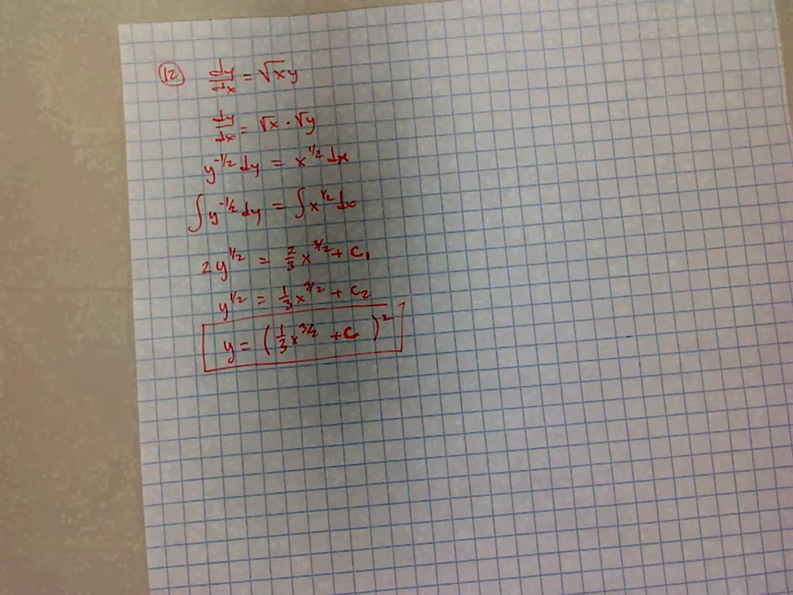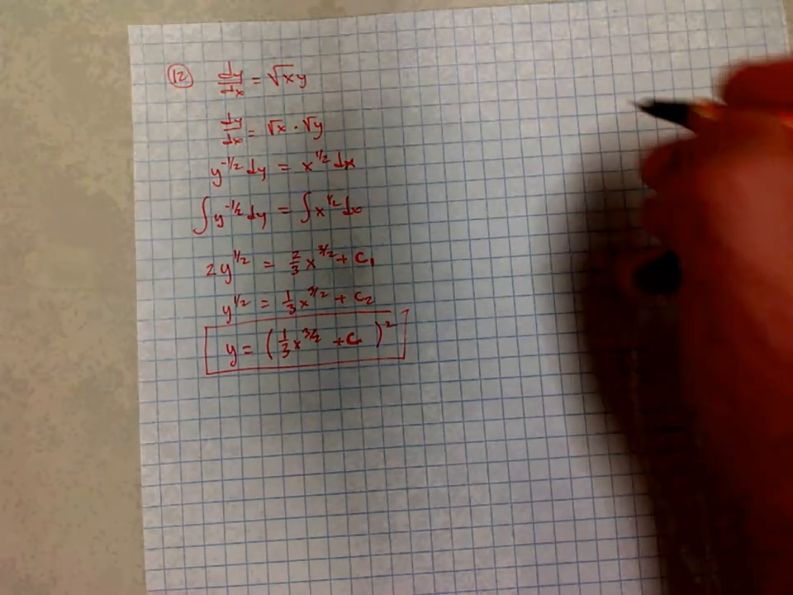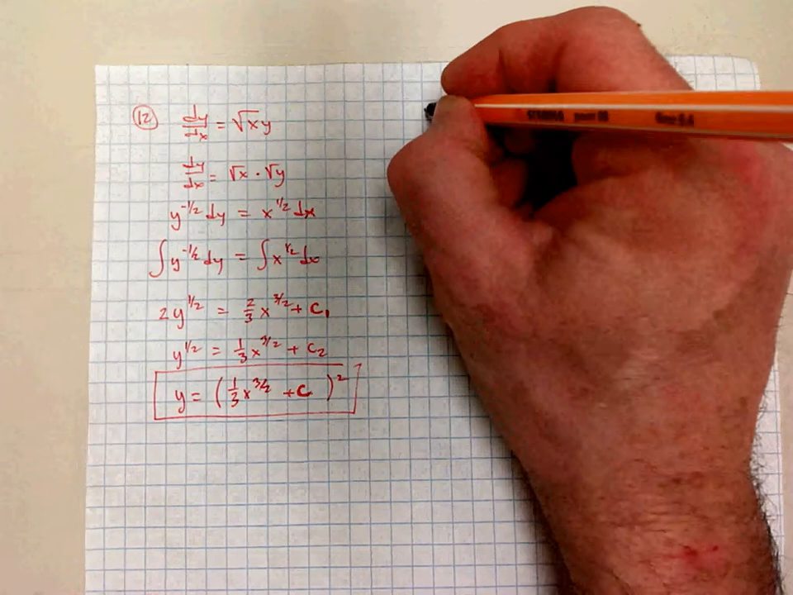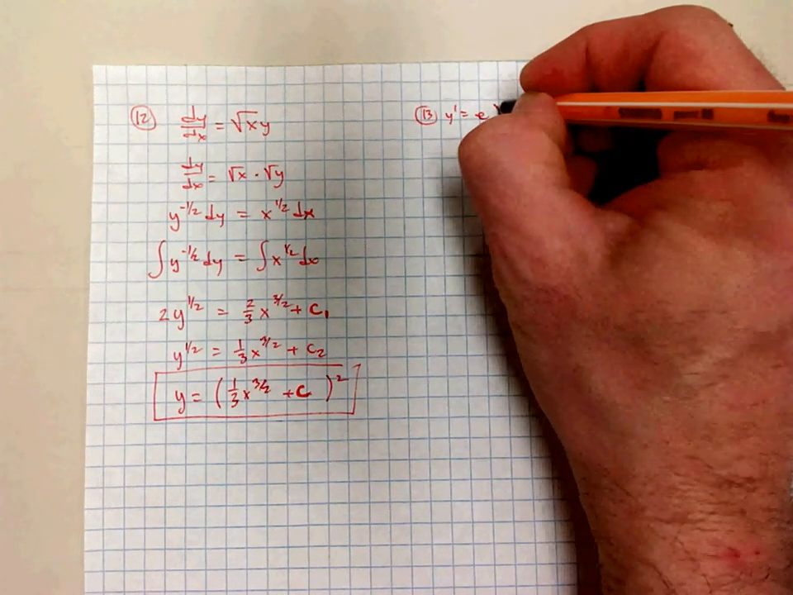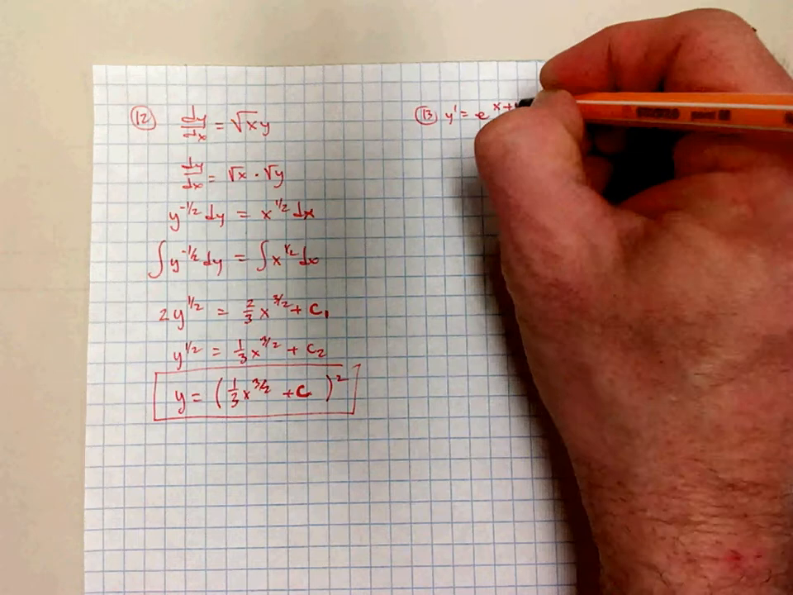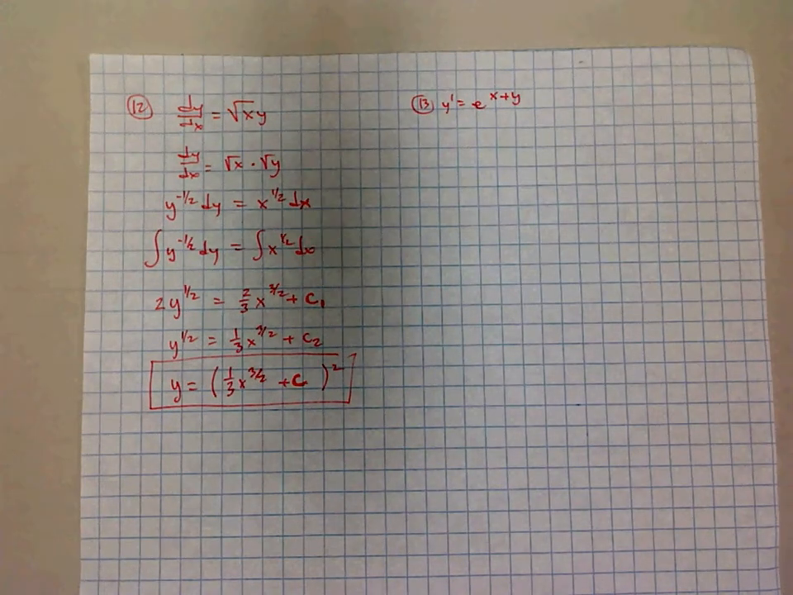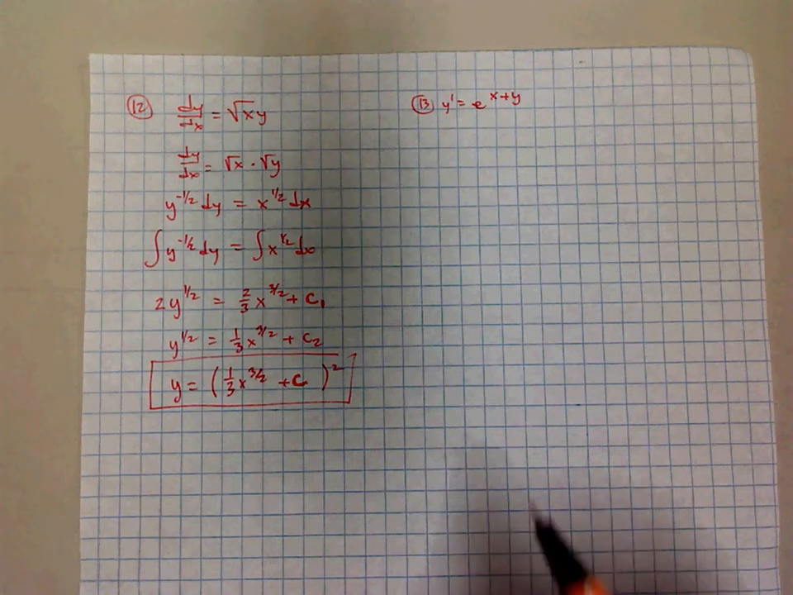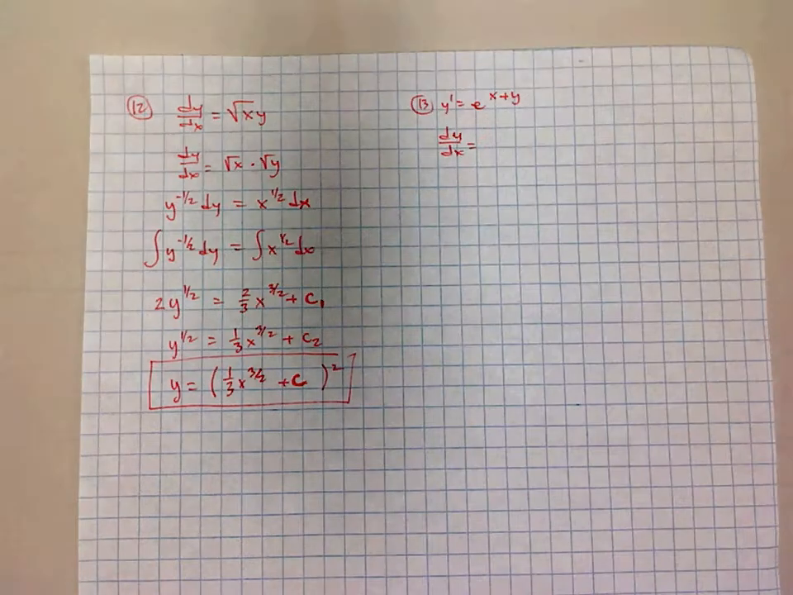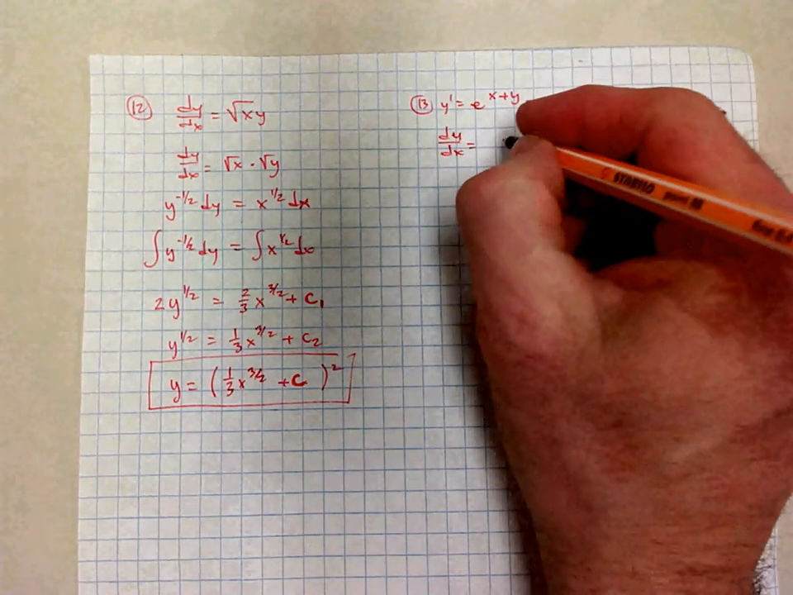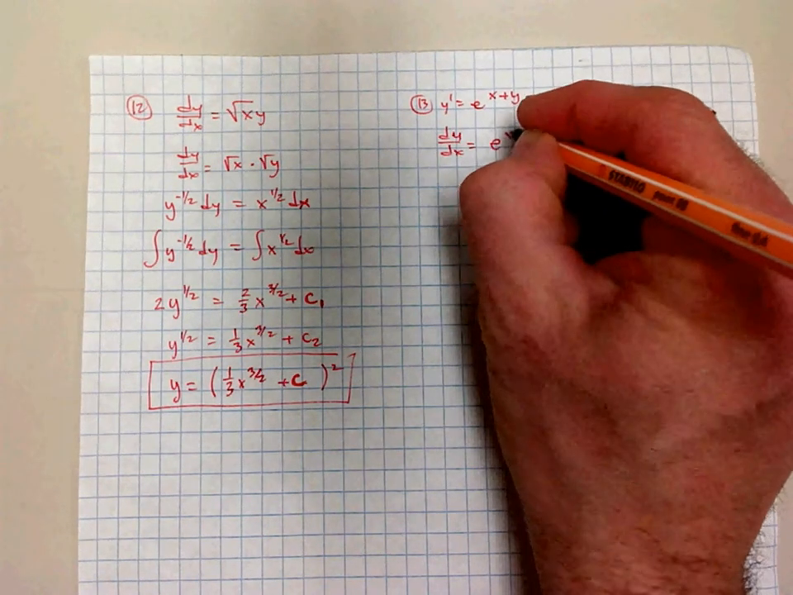Let's move on to number 13. Number 13 starts out by saying that y prime equals e to the x plus y. Remember, first step is change it to a multiplication problem. So let's just rewrite y prime as dy/dx so we know what that is. And we know that we can change this to a multiplication problem by saying this is e to the x times e to the y.